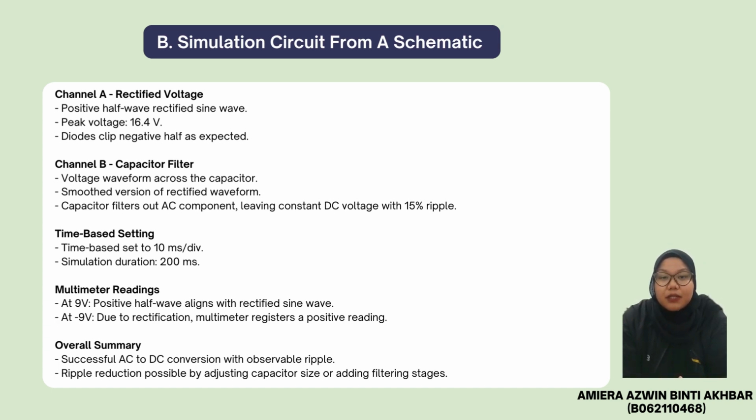Now considering multimeter readings at 9 volt and negative 9 volt. At 9 volt, the positive half wave aligns with the rectified sine wave, consistent with the peak voltage. Interestingly, at negative 9 volt, due to the rectification, the multimeter would still register a positive reading. This is because the diodes prevent the negative portion of the input sine wave, resulting in a rectified positive voltage.